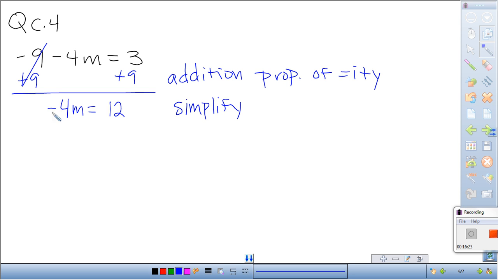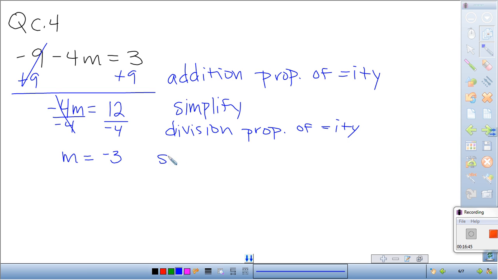And then what's the opposite of negative 4 times m? We have to divide both sides by negative 4. Negative 4 divided by negative 4 is 1. 1 times m is just m, equals 12 divided by negative 4, negative 3. Positive divided by a negative gives me a negative. So here we use the division property of equality. And finally, we just simplified again.